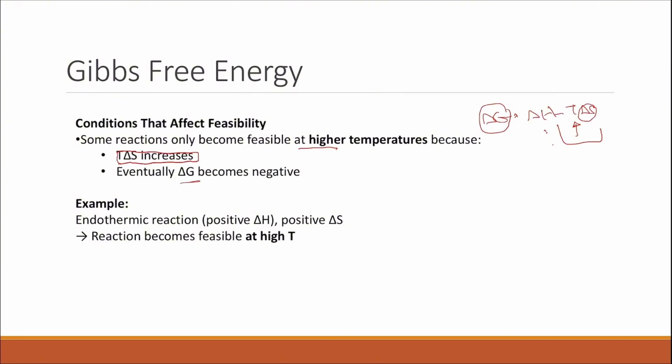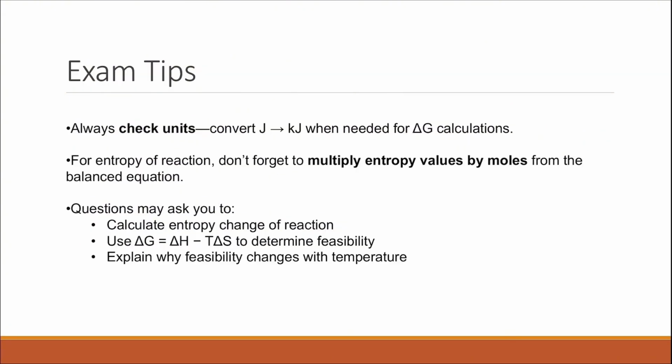Eventually, the delta G will become negative for an endothermic reaction, which has a positive delta H with a positive delta S as well. The reaction can become feasible at higher temperature. Some exam tips: always check the units, convert the joule into kilojoule, because this is what we need to do when we calculate the delta G.